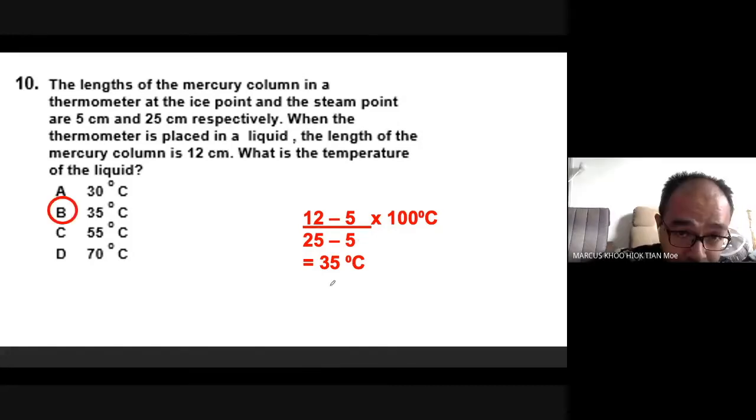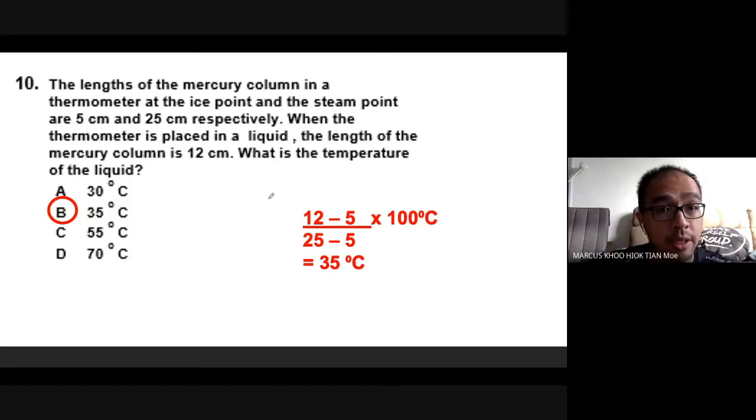Very good. Okay, if you don't know how to answer this, I explained this in the video yesterday, how to do this calculation. It's a very simple calculation. Okay, the length that you want minus 0 over 100 minus 0 times 100 degrees.